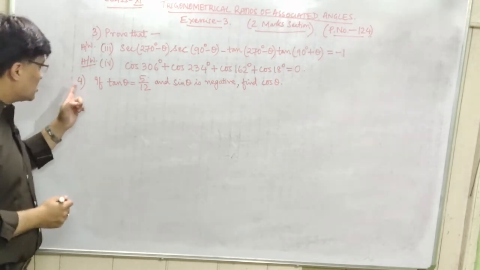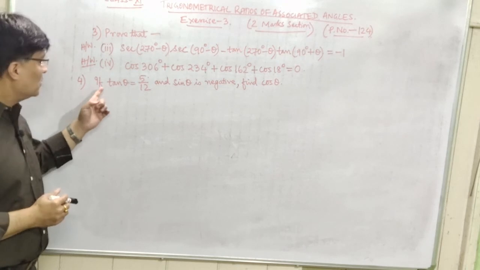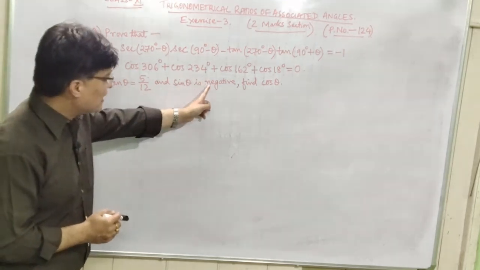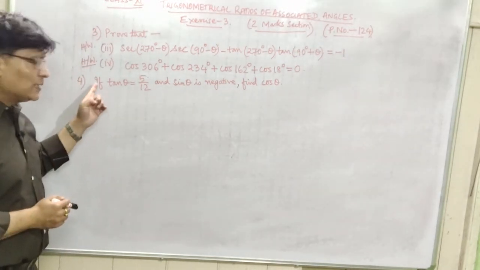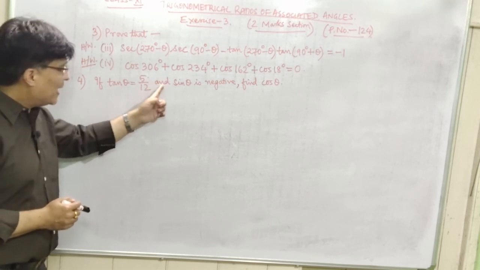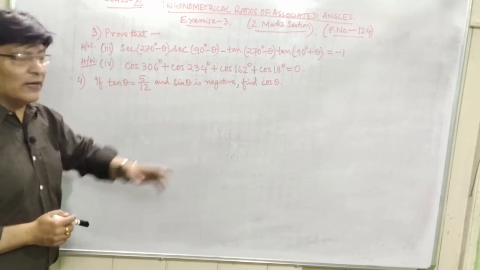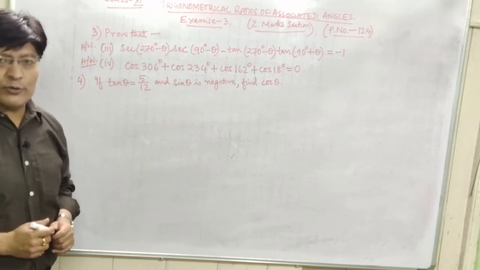So let's do this question number 4 here. So what is question number 4 here? If tan theta is equal to 5 by 12 and sin theta is negative, find cos theta. It is given that tan theta is equal to 5 by 12 and sin theta is negative. You have to get the value for cos theta. So I think you have understood the question.